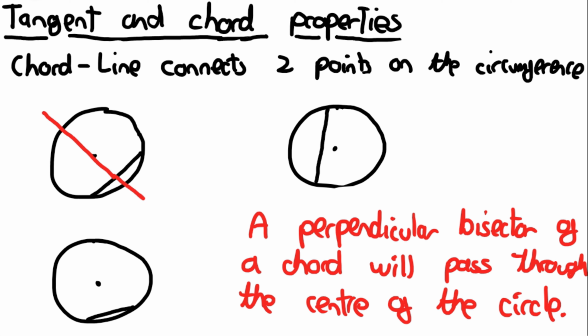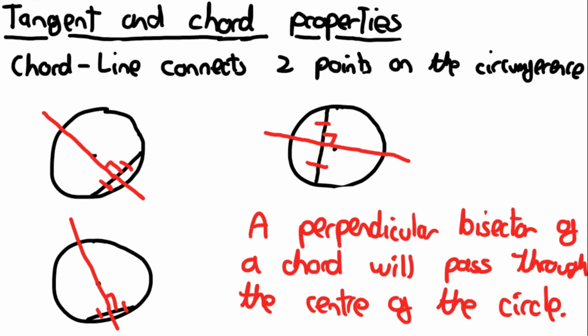Remember that it will split it into two equal parts, and this is perpendicular. If we do it for this chord, it will pass through the centre, and it will split it into two equal parts, remember, and it will be perpendicular. And for this chord, it's the exact same. It will pass through the centre, splitting the chord into two equal parts, and it will be perpendicular.